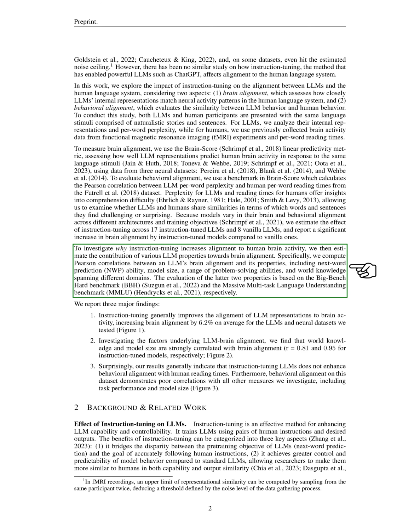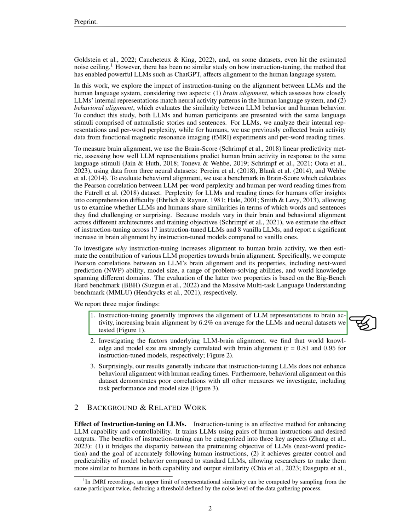We'll also investigate why instruction tuning increases alignment to human brain activity by estimating the contribution of various properties of the LLMs towards brain alignment. These properties include the ability to predict the next word, the size of the model, a range of problem-solving abilities, and knowledge of different domains.